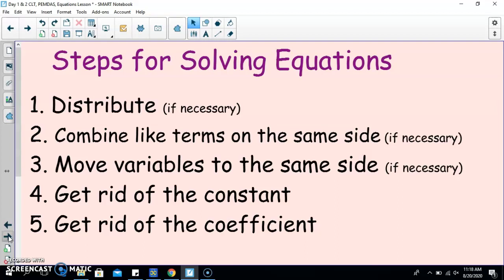The third thing is to move variables to the same side. The fourth would be to get rid of the constant, which is the number by itself. And the last would be to get rid of the coefficient.